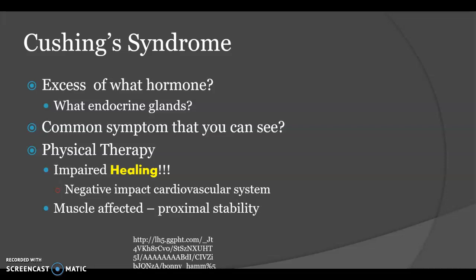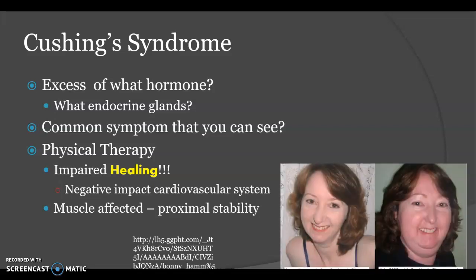Proximal stability gives us distal mobility, which means our shoulders need to be strong in order for our hands to function well, our hips need to be strong, and our core needs to be strong in order for us to be able to have balance and strength in our feet and our knees. So a lot of good basic strengthening exercises and core strengthening. So here is a picture of a patient with Cushing's pre and post. You can see the classic sign of Cushing syndrome is that moon face.